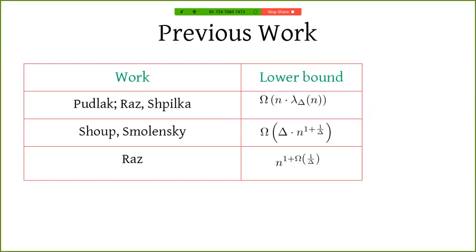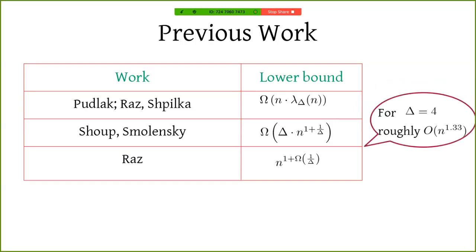If we put delta is equal to 4 in these two lower bounds, we get a lower bound of omega n raised to 1.25 for depth 4 circuits. However, it turns out that for the special case of depth 4 circuits, these lower bounds can be optimized and can be made to be equal to roughly order n raised to 1.33.